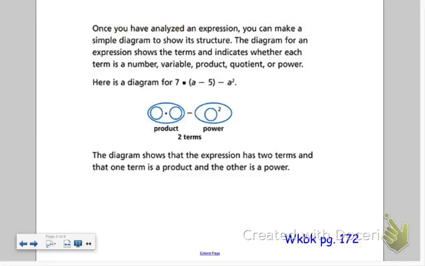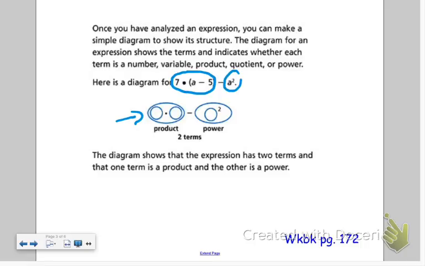Once you've analyzed an expression, you can make a simple diagram to show its structure. The diagram for an expression shows the terms and indicates whether each term is a number, a variable, a product, a quotient, or a power. So here is a diagram for that expression, 7 times the difference of a and 5 minus a to the second power. Remember, this whole thing was one term, 7 times the difference. That's a product, because we're doing 7 times that difference. It's multiplication. It's a product.